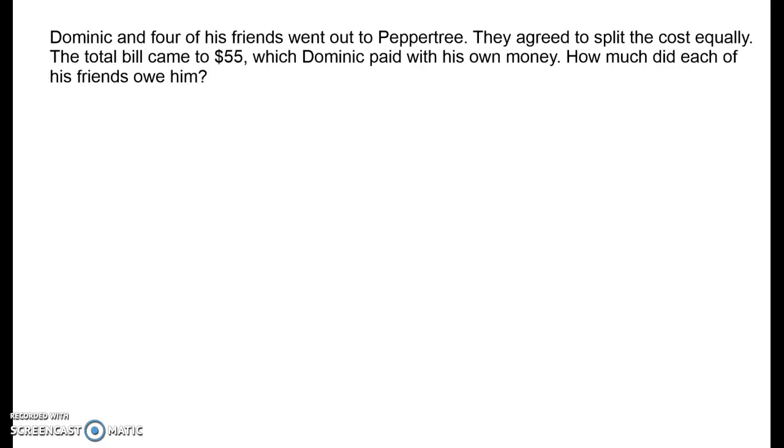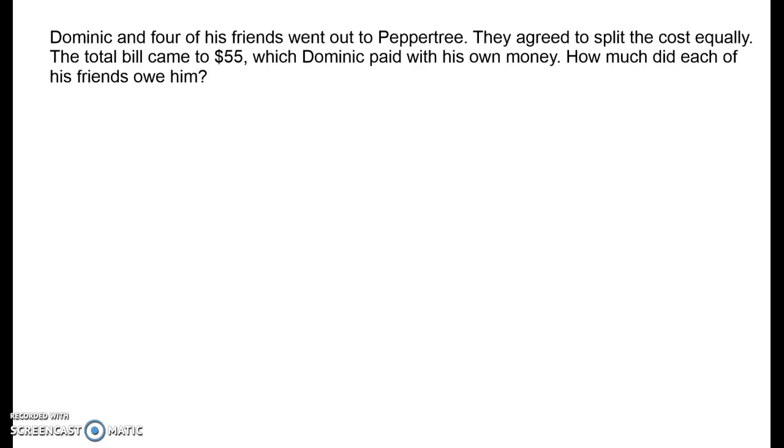Let's look at this. Dominic and 4 of his friends went out to Pepper Tree. How nice. So there's 5 people, right, at the restaurant. This must have not been during this COVID time because I believe only 4 people are allowed at a table in a restaurant. So anyways, they agreed to split the cost equally.